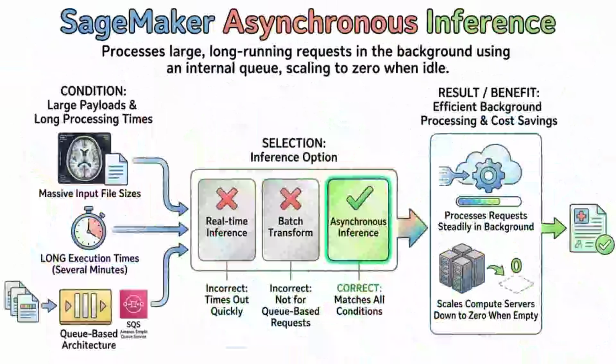It processes the request steadily in the background and can safely scale its underlying compute servers down to zero when the queue is completely empty. The exam will frequently test your ability to select asynchronous inference whenever a prompt mentions large input file sizes, long execution times, and a queue-based architecture.